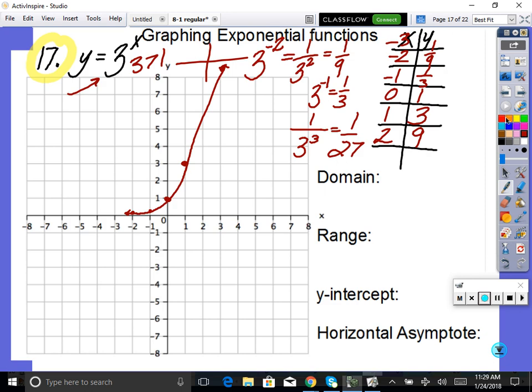That is the definition of an asymptote: a value your function approaches but does not cross. So if this is just getting closer and closer to 0 and never crossing it, we must have a horizontal asymptote at 0 here.